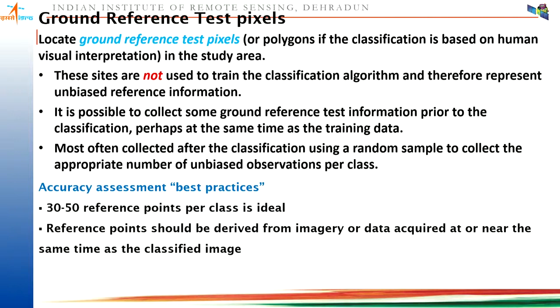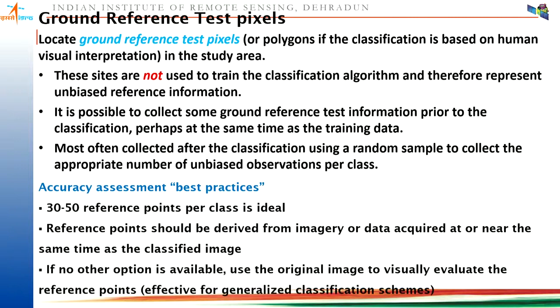Reference points should be derived from imagery or data acquired at or near the same time as the classified image. So if you are going to the field also, then for the date of data for which you are doing the classification, at similar dates only you should go and collect the reference information also, because the features on the ground get changed. They are dynamic features. Suppose pre-monsoon and post-monsoon, many things get changed. Then pre-harvesting, post-harvesting, many things change on the ground, so reflectance values change, and ultimately you might have problems.